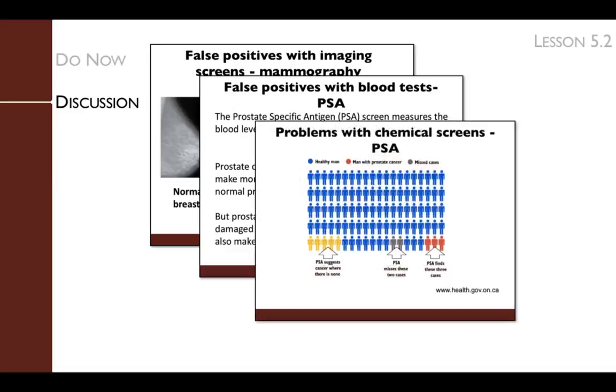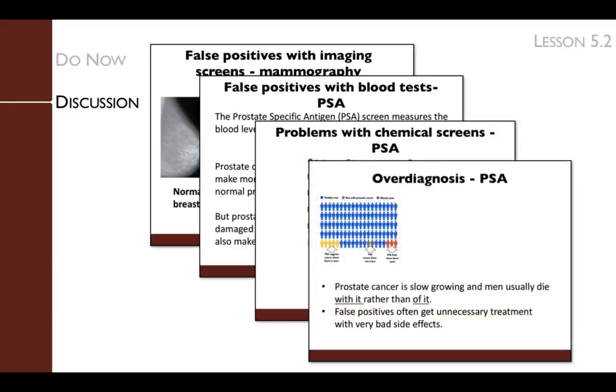In both cases, a positive screen result, either dense breast tissue or elevated PSA levels, gives no information about whether the abnormality will progress to a life-threatening disease. The confirmatory biopsies that follow up these screens are very invasive and in some cases lead to severe side effects, like incontinence in the case of a prostate biopsy.